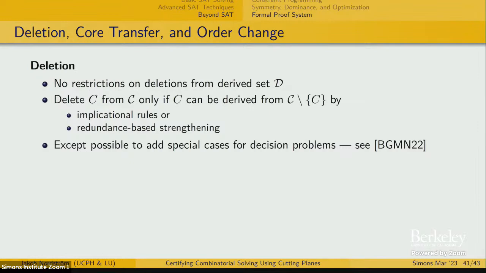In practice, if you want to do proof logging for real world combinatorial solvers, then there are also some hacky special cases that you can add and that you would add. But again, the abstract version would be this.